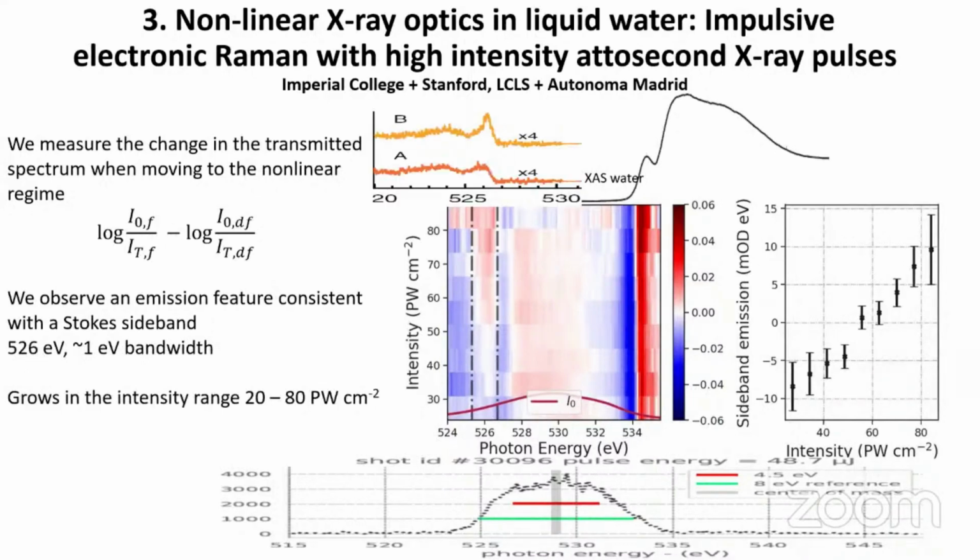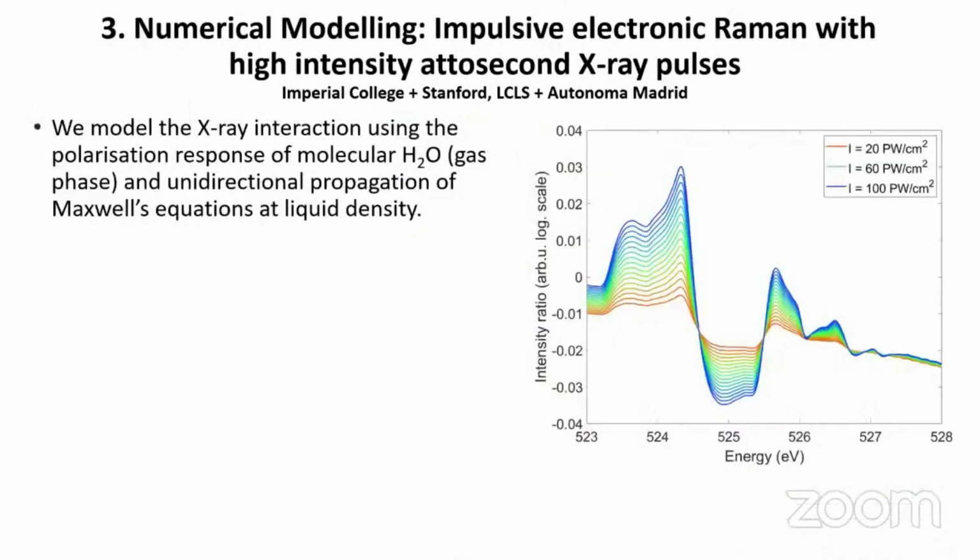And this, just for comparison, is a conventional RIXS spectrum, which is spontaneous Raman emission, not stimulated Raman emission, and you see the feature comes up in the same place, around 526 eV. Now, Laura has done some fantastic work on the calculations behind this.